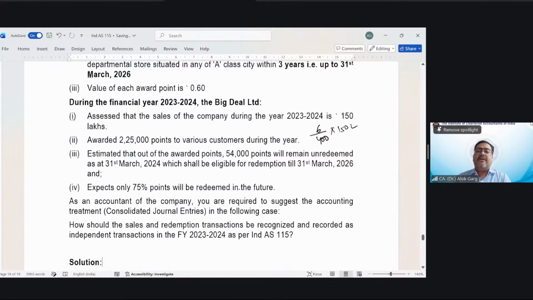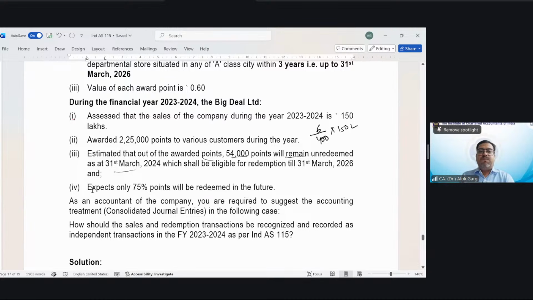It is estimated that out of the reward points, 54,000 points will remain unredeemed as at 31st March 24, which shall be eligible for redemption up to 31st March 26. So out of 2,25,000 reward points, how many have been redeemed? 2,25,000 minus 54,000. And what is the outstanding balance? The 54,000 unredeemed reward points will be considered as a liability, which can be redeemed up to 31st March 2026.